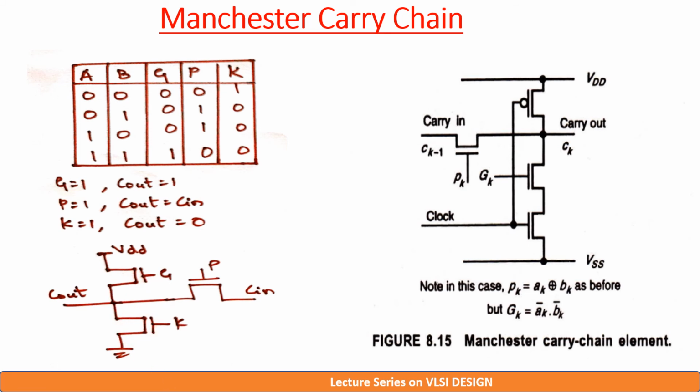So now let us analyze this. Suppose G is 1, the other two will be 0, because all three are mutually exclusive. If G is 1, the pull-up turns on, K is 0 so NMOS will be off, P is 0 so NMOS off. So if G is 1, Cout will be shorted to VDD.